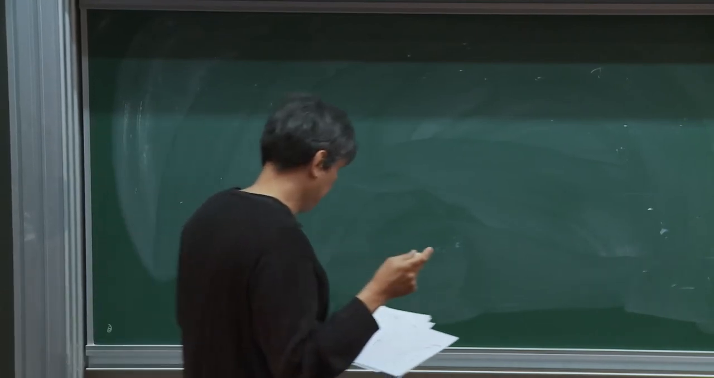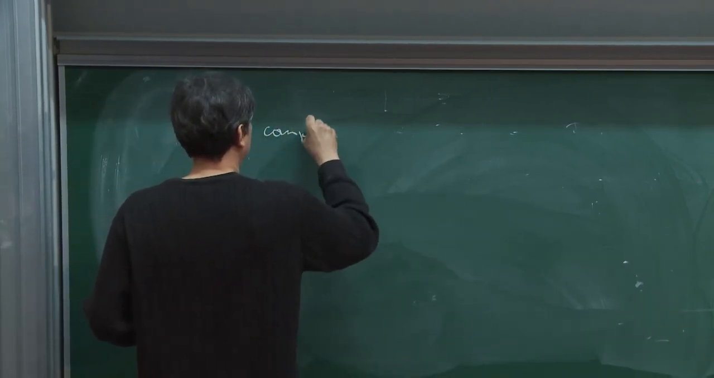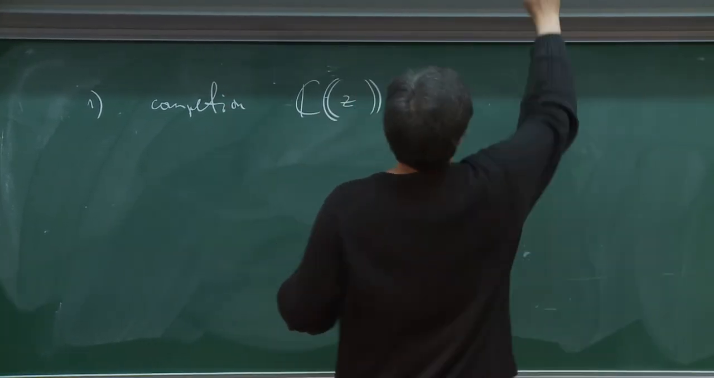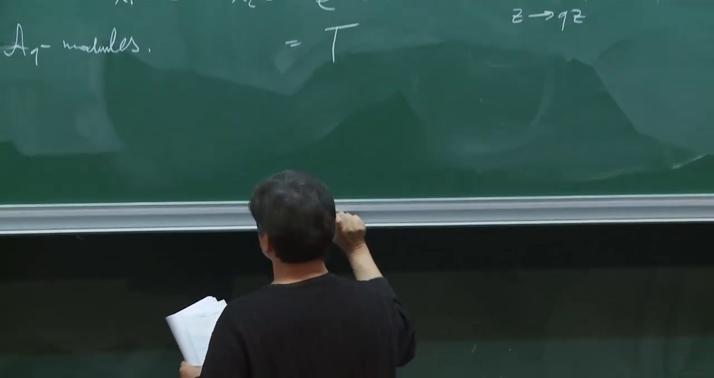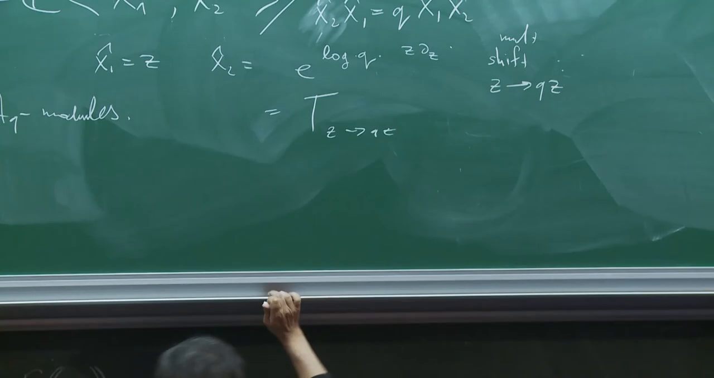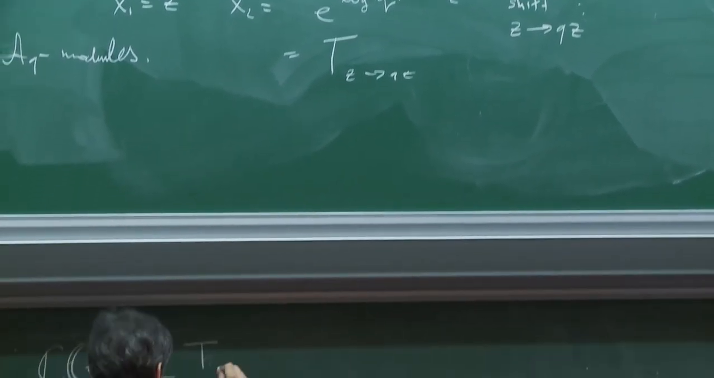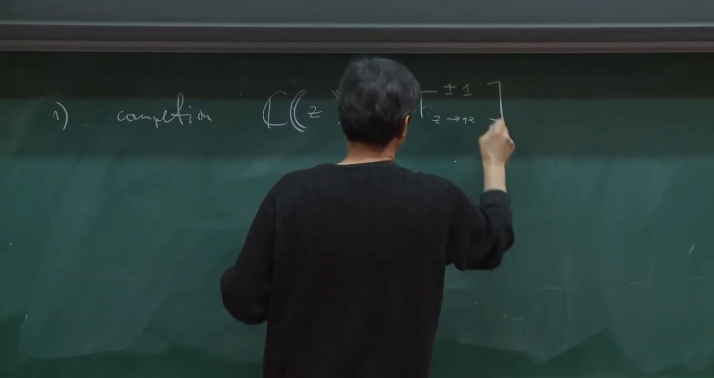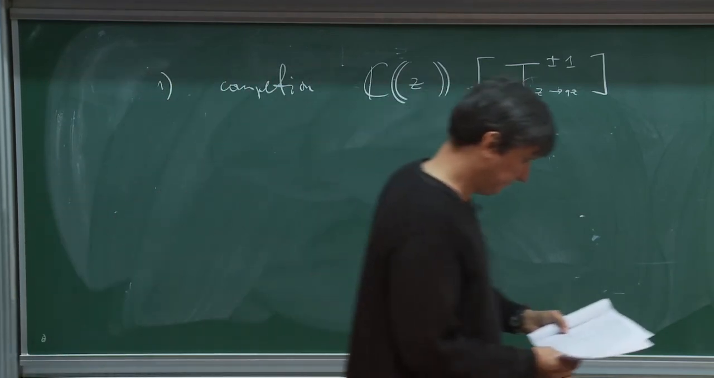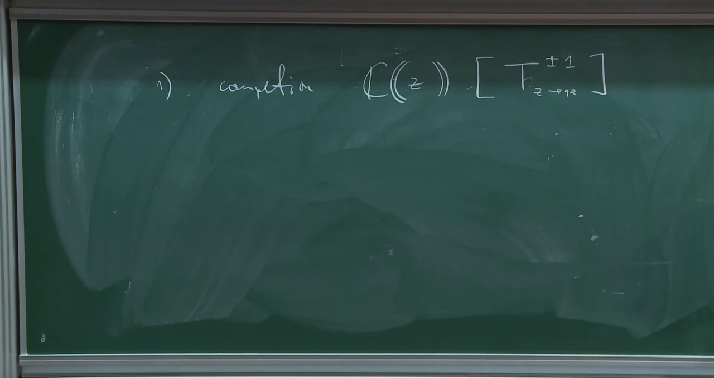And the story here is remarkably parallel to the differential equation story. First of all, like in differential equations, we go to the formal disk. So we consider the completion. And x2, maybe denote by T, the shift operator. Now I consider finite sums of powers of shift operators with coefficients in Laurent series. So it's completely parallel to differential operators.